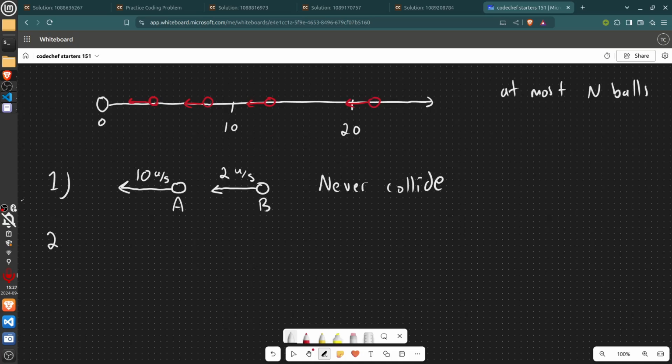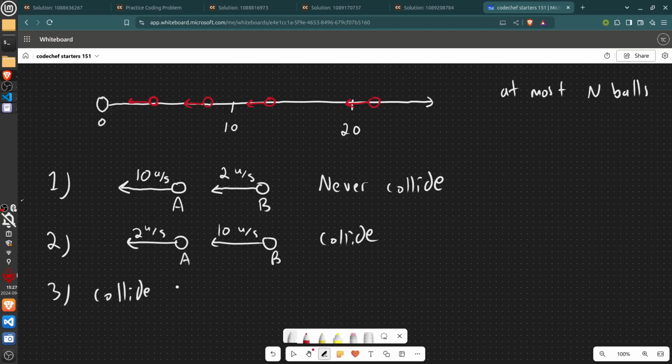As a simple observation. So when could they possibly collide? Only when you have something like this. And in this case, they will collide. But the next thing that's important is the following. So two balls may collide, but you want them to collide, they must collide before reaching position equal to 0. That's another observation.